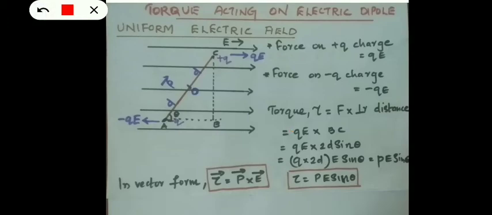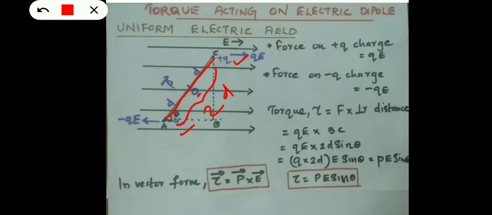Children, on the slide you can see a uniform electric field. So this represents a uniform electric field. Then a dipole is placed in this uniform electric field. So this represents an electric dipole. See, this is minus q charge and this is plus q charge. The total length of the dipole is 2d. O is the center of the dipole, and this distance is d, this distance is d. So the total length of the dipole is 2d.